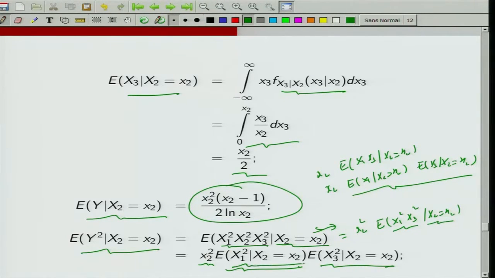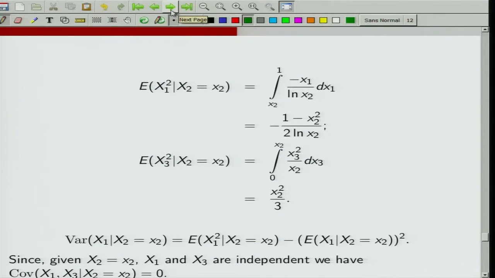Now, these conditional PMFs, PDFs you know. So, you can find out these quantities. So, E[X1 squared | X2 = x2] is nothing but multiplying X1 squared with the conditional PDF of X1 given X2, you get this quantity. Solve this integral, you get this quantity. Similarly, for E[X3 squared | X2 = x2], you have to integrate X3 squared with the conditional PDF of X3 given X2, which is the same as this. Integrate this, you get x2 squared by 3.